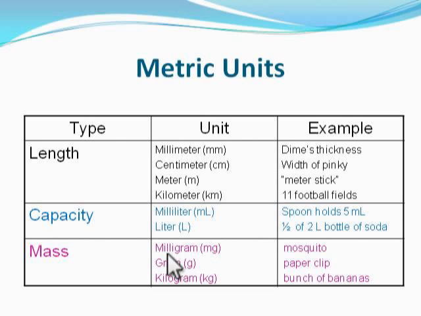To measure weight or mass, we have 3 metric measurements. We have milligram, which is the same as the weight of a mosquito, so very, very light. Gram, the weight of a paper clip, also very, very light. And kilogram, it's equal to about the size of a bunch of bananas. Now, obviously that can range, but an average bunch of bananas.